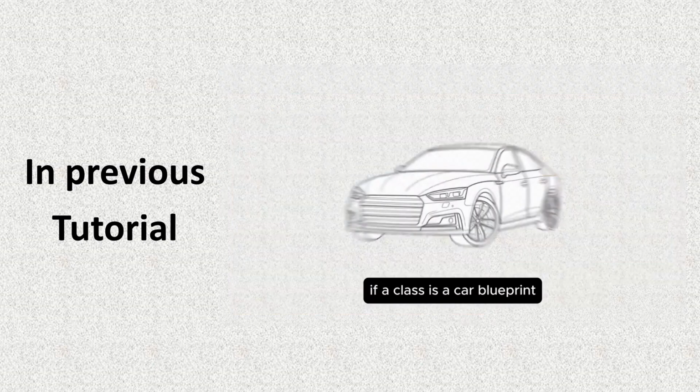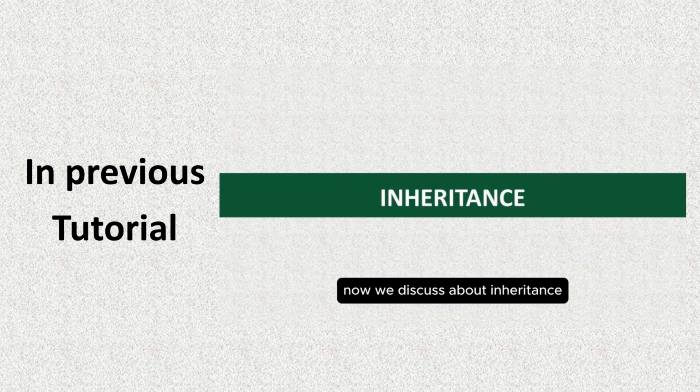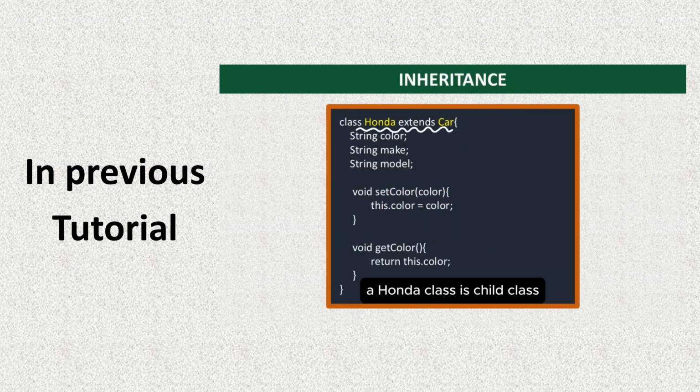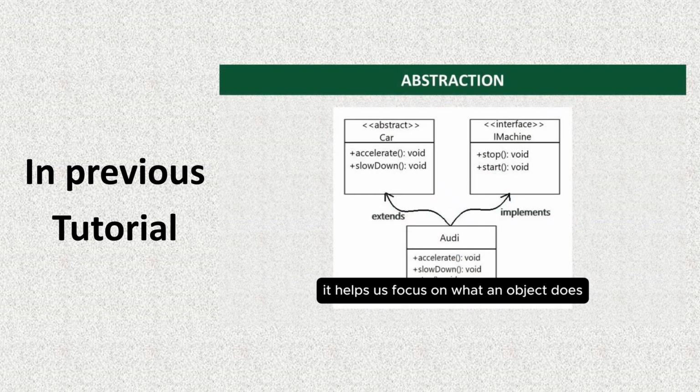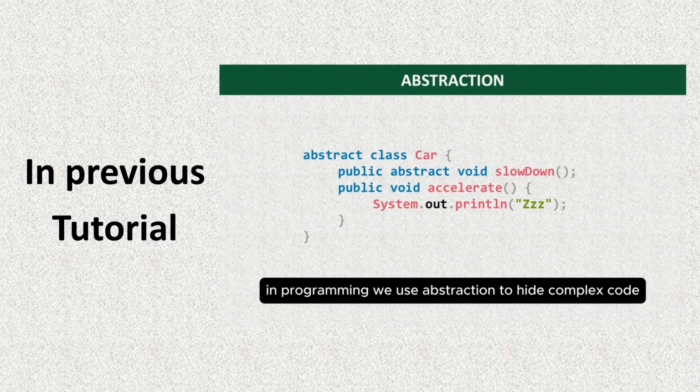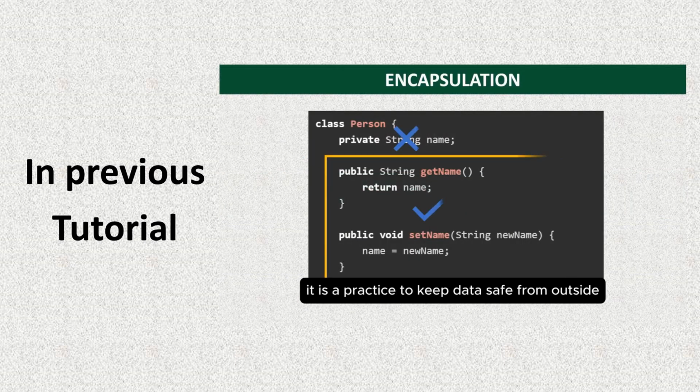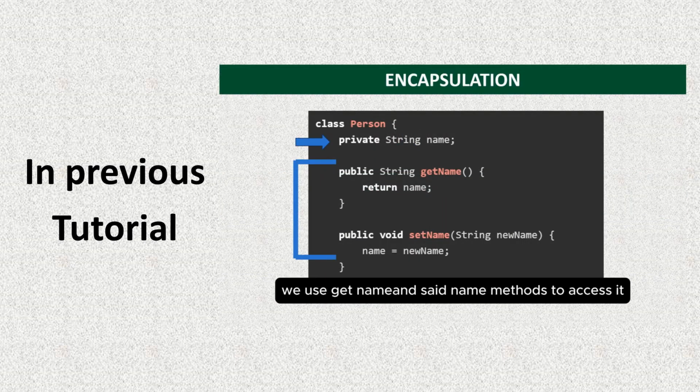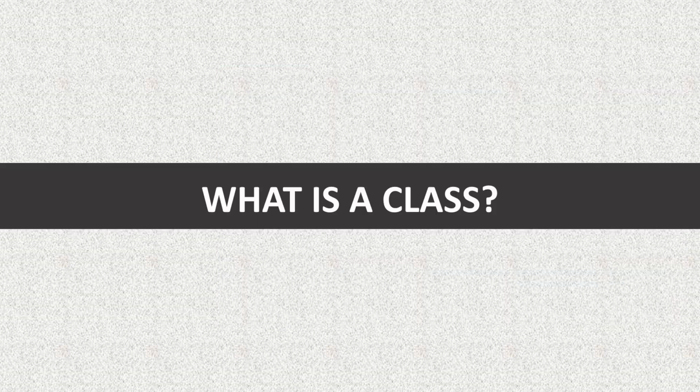In the previous video, we discussed the key concepts of object-oriented programming. But in this video, we will talk about class and object in detail, and try to understand both with examples. If you have not watched the previous video, the link is in the description.